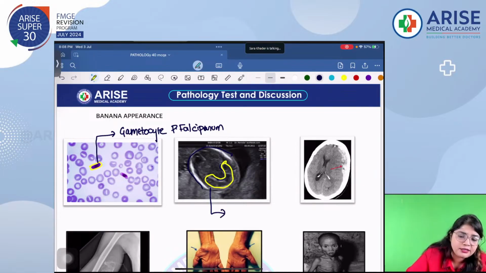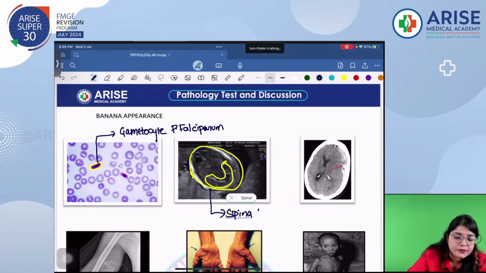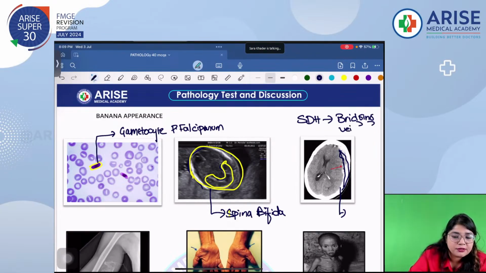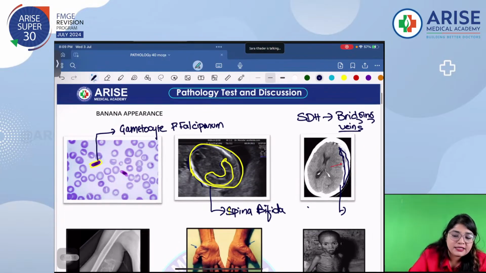There are two signs here actually, the lemon sign and the banana sign. Remember, this is seen in the ultrasound of spina bifida. Okay, spina bifida. What about this one? You can see very clearly, this is also known as the crescentic sign or the banana appearance. So this is seen in SDH, subdural hematoma, which is due to the rupture of bridging veins. Okay, bridging veins are ruptured. And the investigation of choice for all head trauma is NCCT.